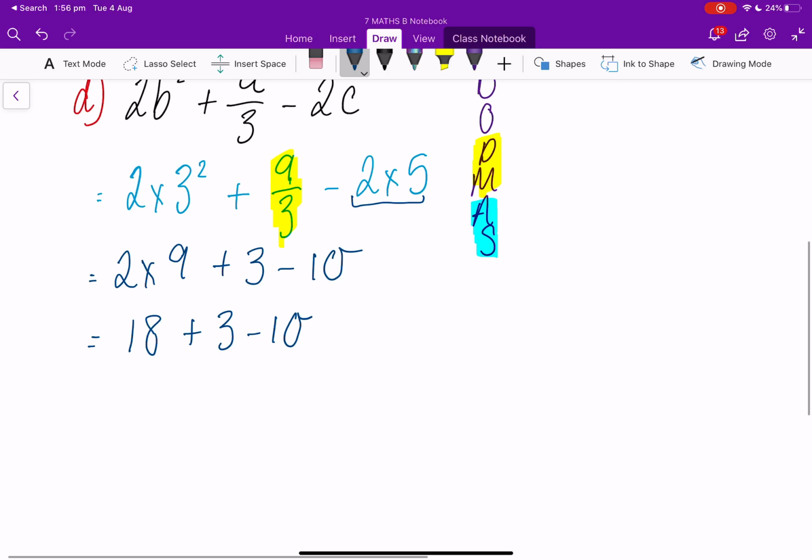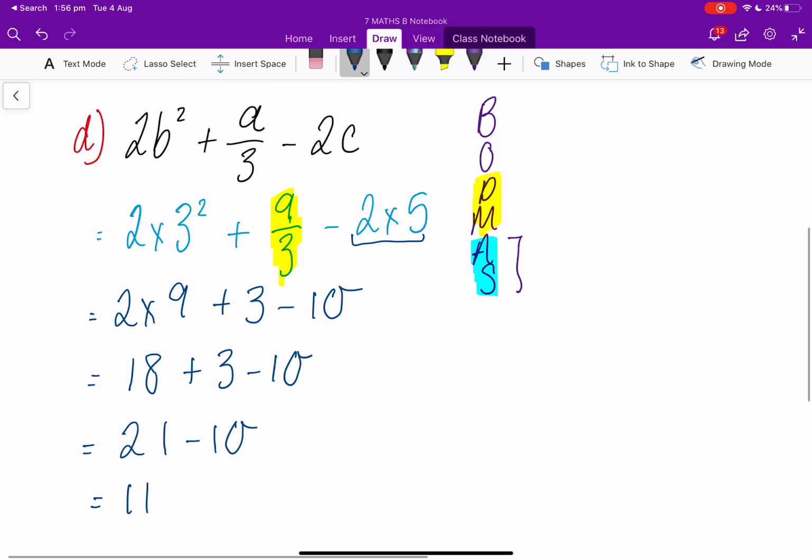Now that I've got addition and subtraction, remember BODMAS tells me they're of equal importance. So we work from left to right, okay? So I'm going to go 18 plus 3, which is 21. Then I'm going to take 10. And then what I get is just 11. And that's my final answer, okay?